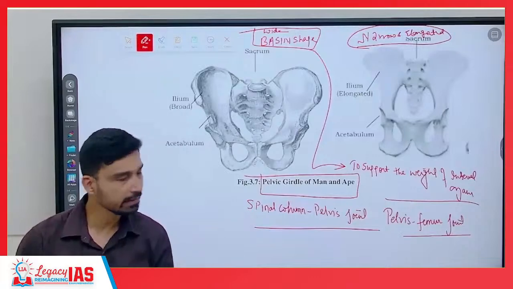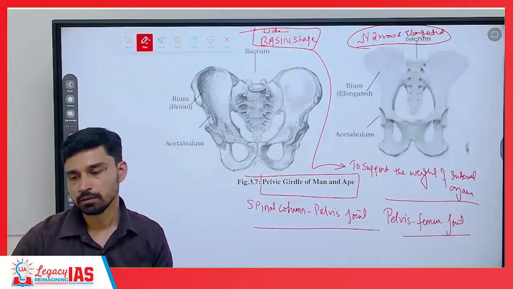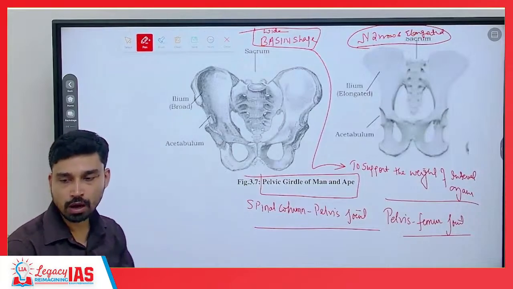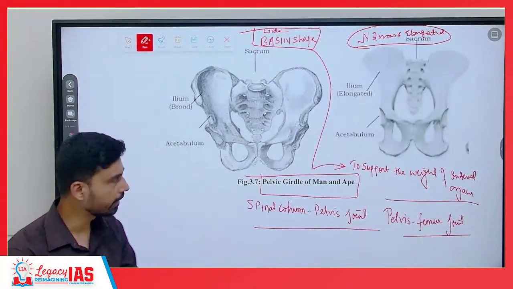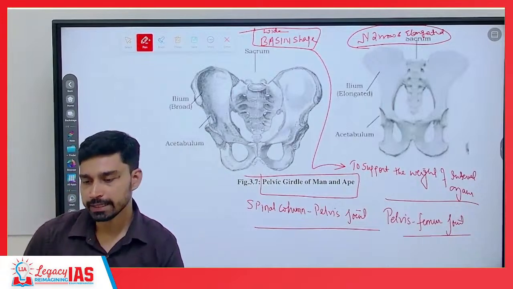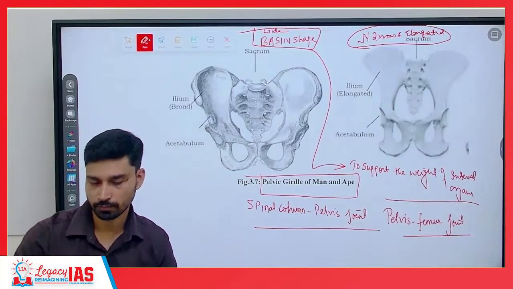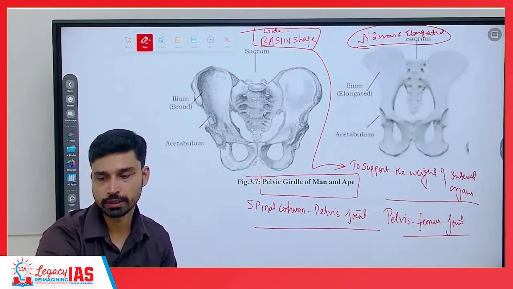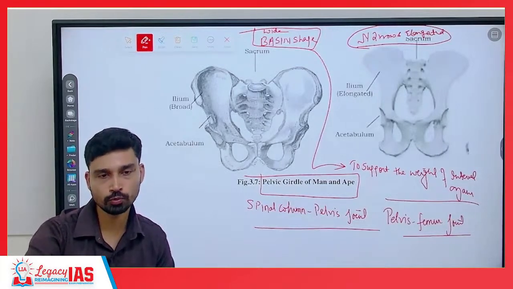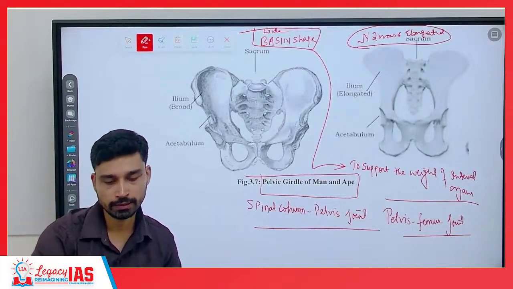Then one more line we can add in the same. In the man, forearms are shorter than hind arms or hind limbs, while it is reverse in the apes. Okay, in apes I told you which limb is longer. The forelimb is longer, while in the man it is the hind limb.